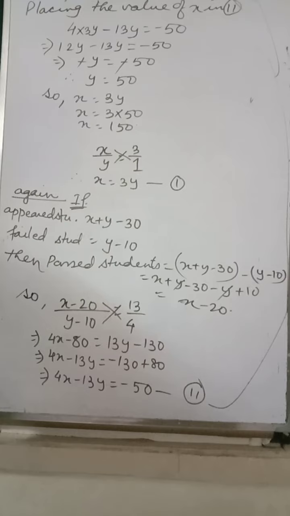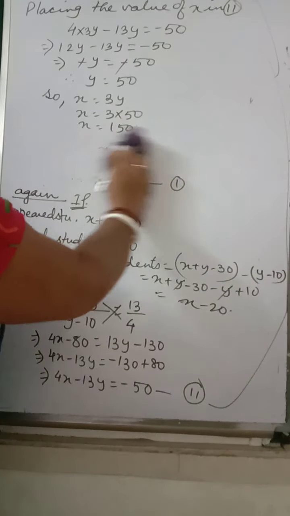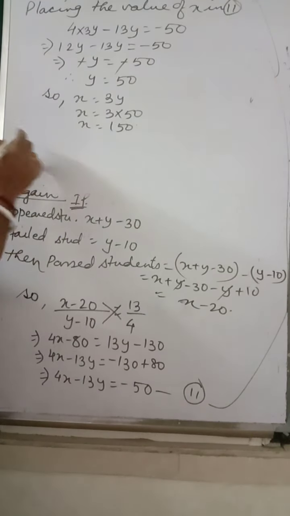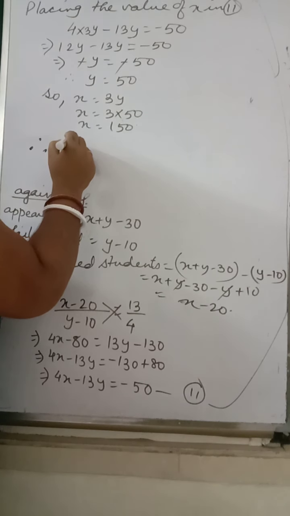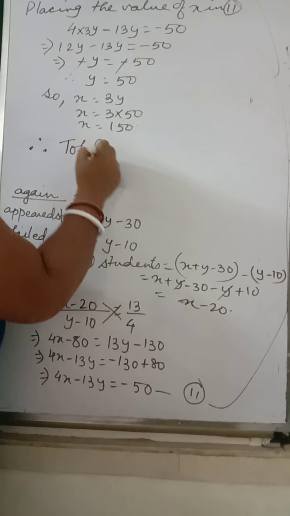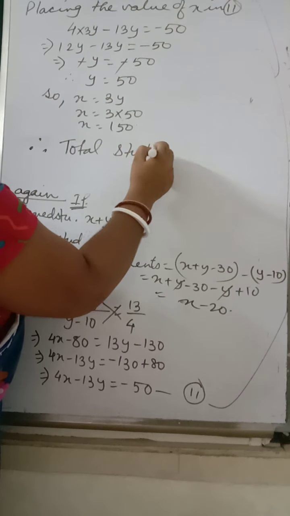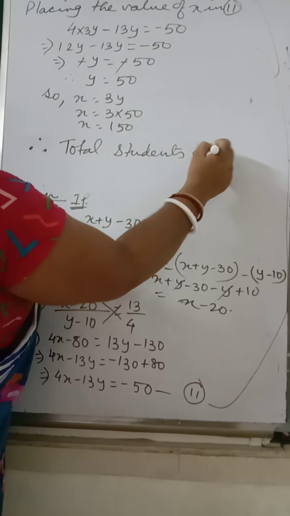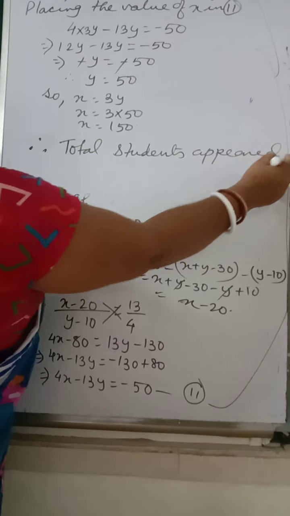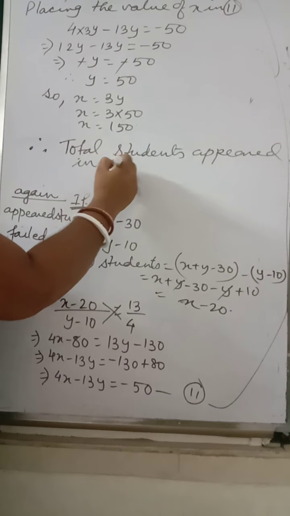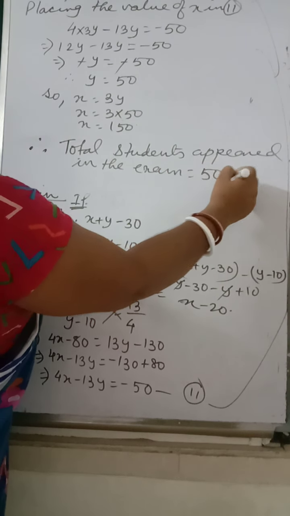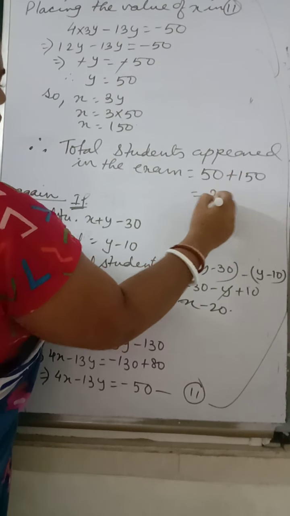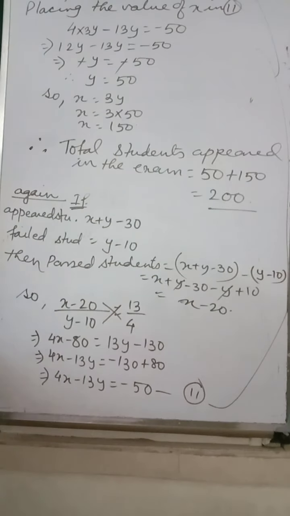So they have asked you appeared students. Therefore, total students appeared in the exam is equal to 50 plus 150, 200 students appeared in the exam. Please write it.